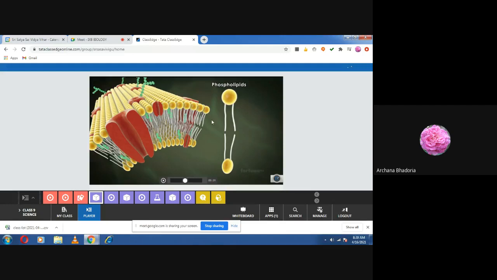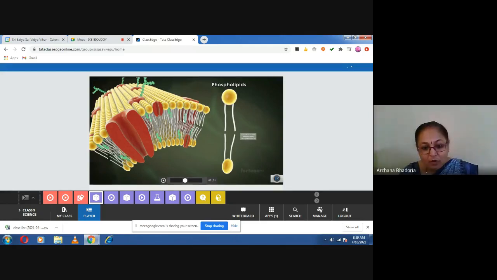So you can see in this part. Can you see my cursor, children? Yes or no? Yes, ma'am. हाँ सो the tails are all facing each other, देखो टेल्स बीच में आ गए हैं, वो बाहर की तरफ नहीं है, but the head of the lipid molecule, that is the phospholipid molecules, are facing outside.